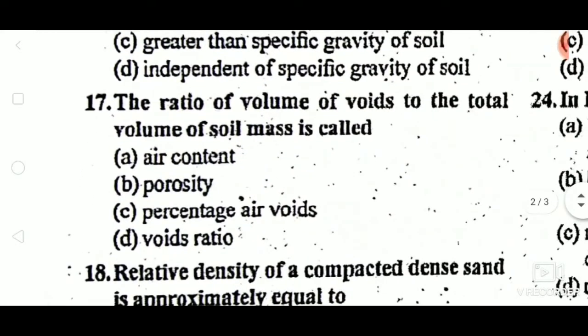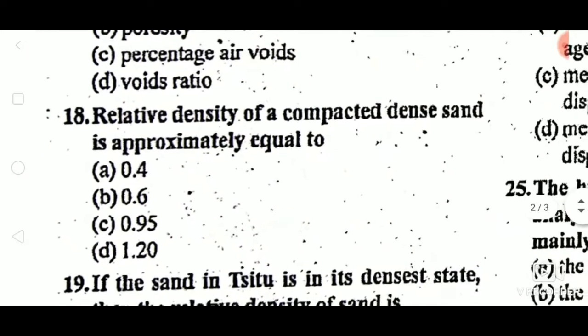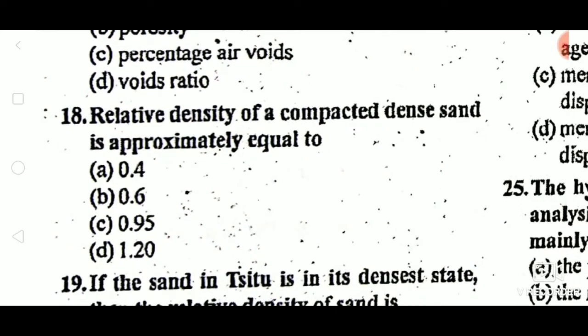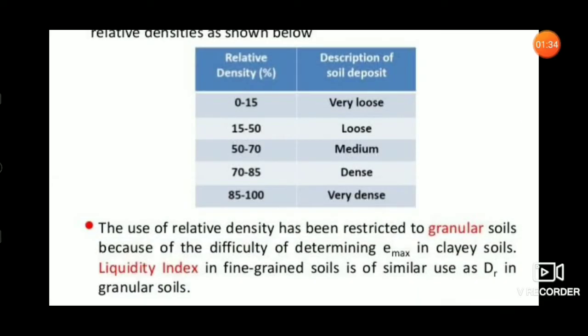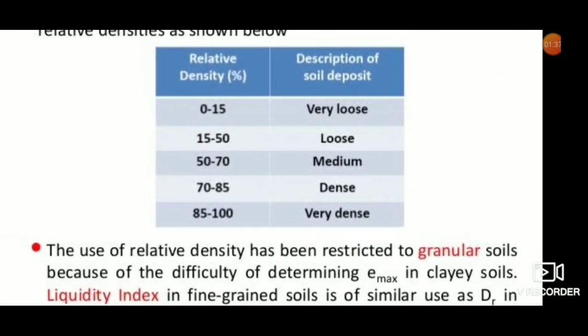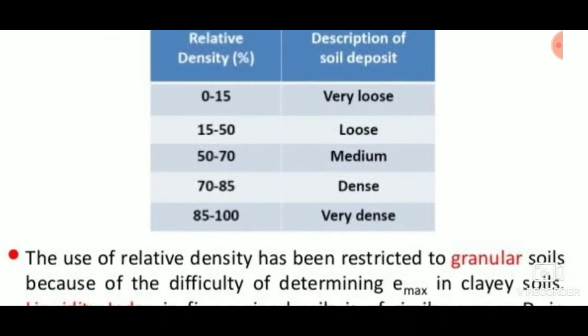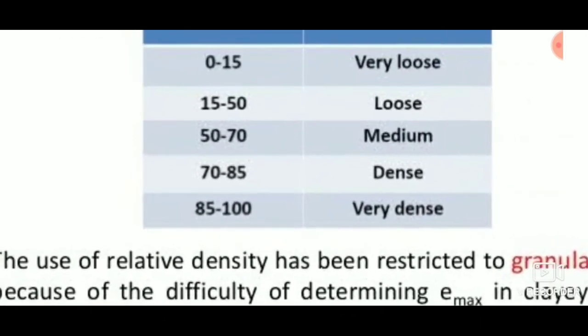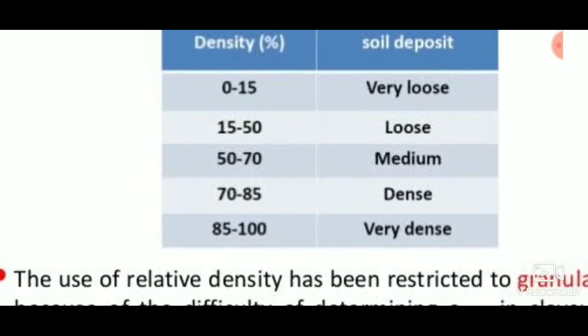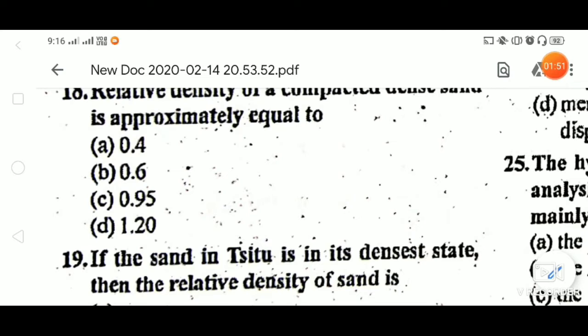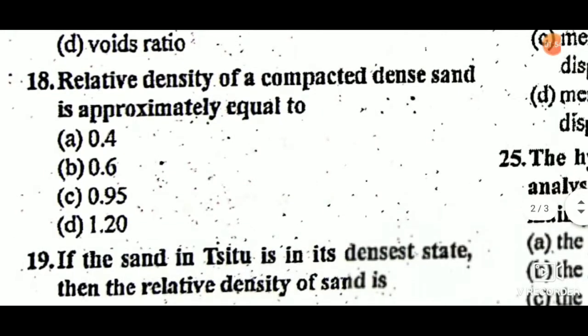Next question, the ratio of volume of voids to the total volume of soil mass is called. It is porosity. Option B is correct. Next question, relative density of a compacted dense sand is approximately equal to. Here we have one table for that. Here according to the relative density we have the type of soil. Here it is given that compacted dense sand, so we can take it as very dense, so relative density will be 85 to 100. In the options, between 85 and 100 we have 0.95, so option C is the correct answer.